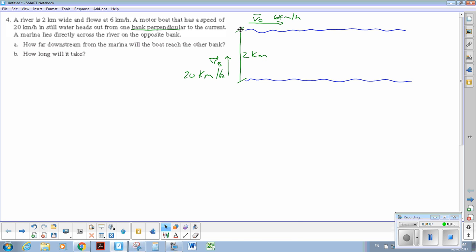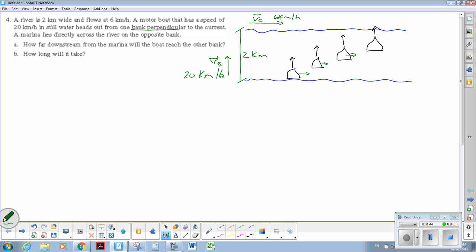Wants us to find how far downstream from the marina will the boat reach the other bank. So this is the tricky part to remember. When you're in the boat, if I'm starting with my boat right here, taking off, and I'm driving straight across, perpendicular, as I move my boat, the current is moving me sideways, and if I really didn't have a reference point to stare at on the other side, I wouldn't even know this is happening, because in your relative frame of reference, you think you are going perpendicular straight across. However, there is a current vector that's pushing you downstream.